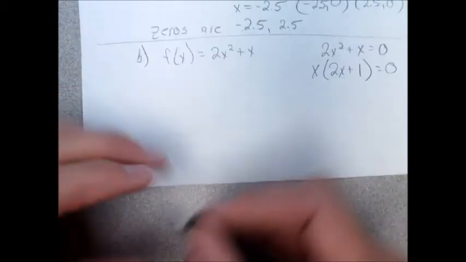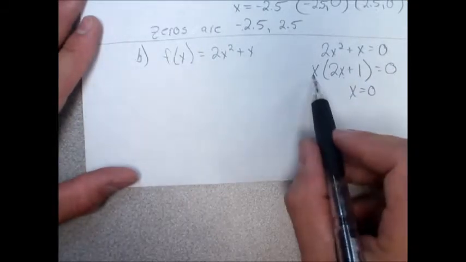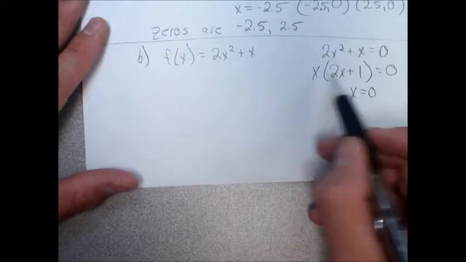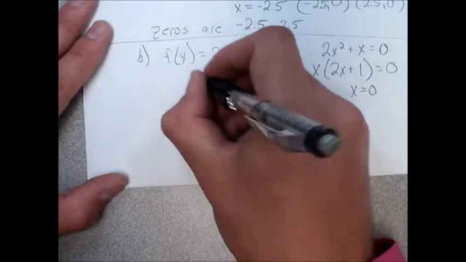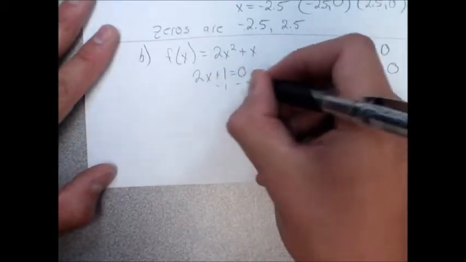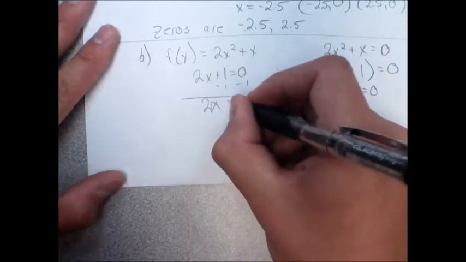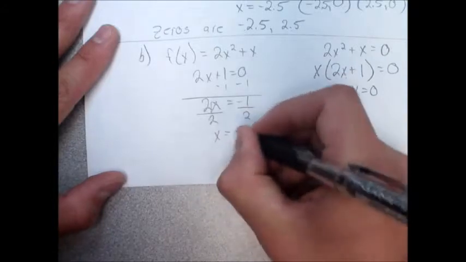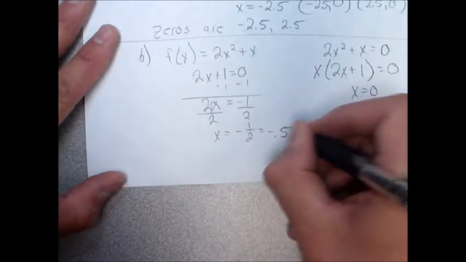So one of them is really easy to solve for. x equals 0. There's nothing I can do about that. I just know that one of these is going to be equal to 0. So I let the first one equal 0, and now I'm letting the second one equal 0. So I have 2x plus 1 equal to 0, and I have to solve for that. Subtract 1. I'm left with 2x equals negative 1, divided by 2. x then must be equal to negative 1/2 or negative 0.5, however you want to write it.